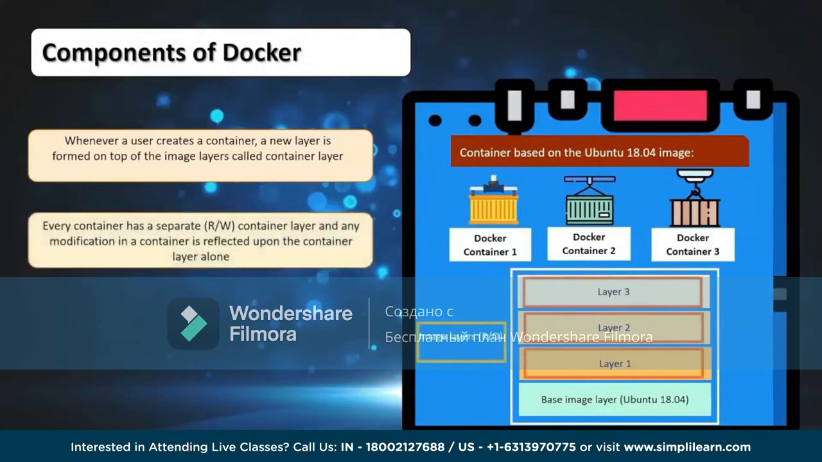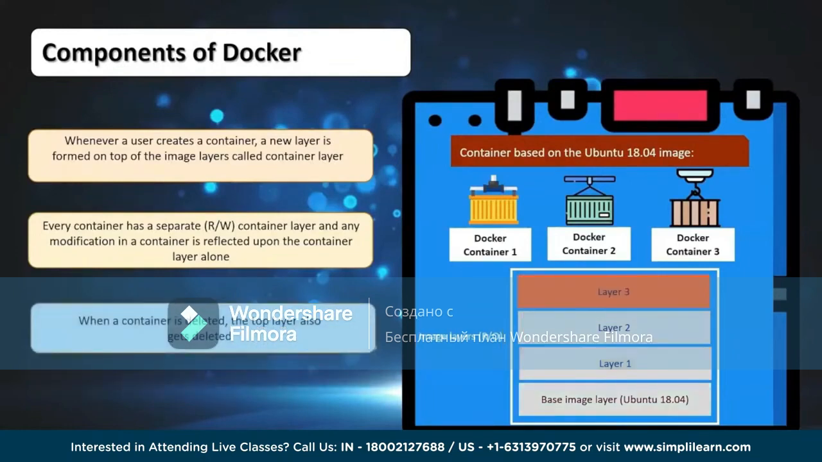So every container has a separate read-write container layer, and any modification in a container is reflected upon the container layers only. So layer 1 may have some different instructions, layer 2 may have different instructions. So it's a step-by-step process. In case a container is deleted, the top layer also gets deleted. So if I delete a particular container, it is gone. If it was supposed to have 3 layers, the top layer will simply be deleted because the container is also deleted.